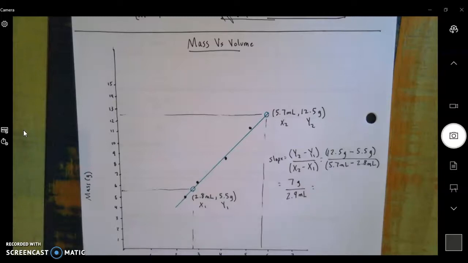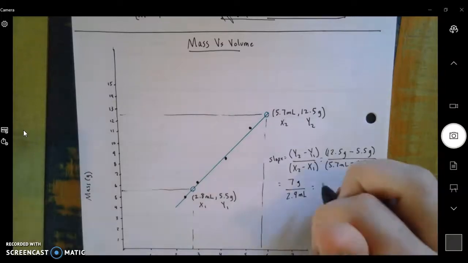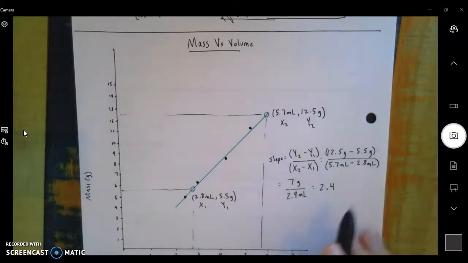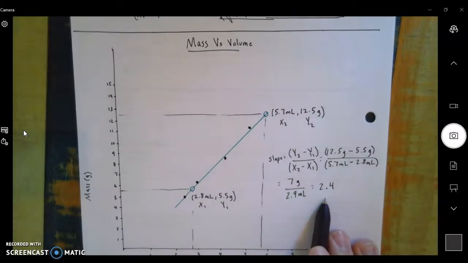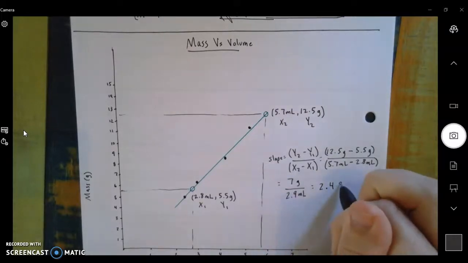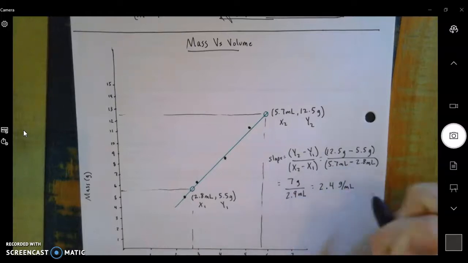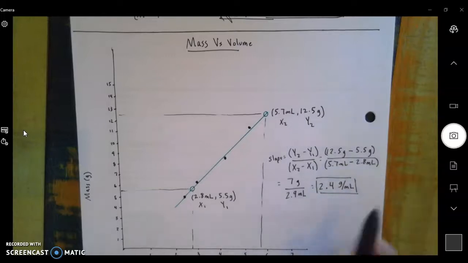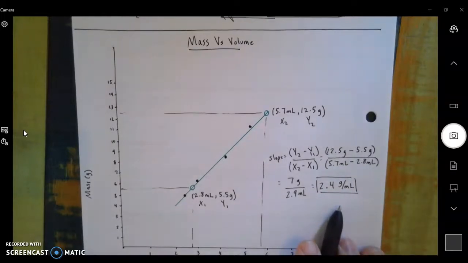7 divided by 2.9, I got 2.4. Now that's not good enough for our slope. We also need our units, so we have a gram divided by a milliliter. And now we have the slope, right, of our line of best fit.